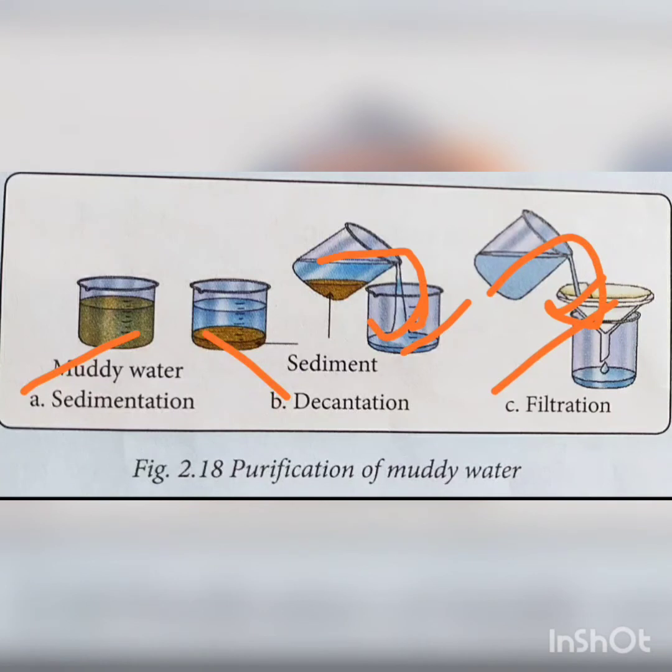We will observe that the solid particles, if any, in the water remain on the filter paper and the pure water passes through it. This process is called filtration. So water can be purified by sedimentation, decantation and filtration.